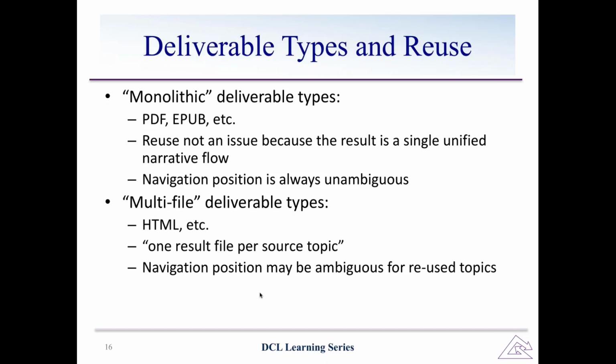And then we have multi-file deliverable types. So multi-file is where the delivered artifact is broken up into many small pieces, and of course HTML is the obvious example of that. There are other forms, but fundamentally anything that's multi-file is basically HTML. I mean, you could do something silly like generate individual PDFs for each topic and then deliver those as a unit, but nobody does that. And so to think about this simply, you have one result file per source topic.